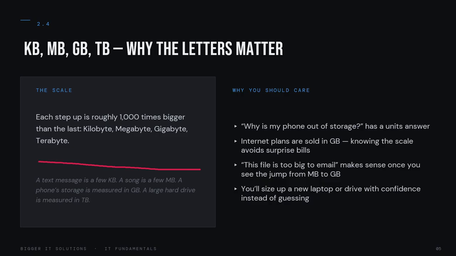So just to put it in some context for you, a text message that you may get, or a small email, that might be a few kilobytes, right? Not very large. A song, an MP3 or WAV on your phone or wherever, that might be a couple few megabytes, depending on how long it is and the quality of the song, of course. Now, your phone storage is probably measured in gigabytes still. Depends on when you're watching this video, really, I suppose. If it's too far into the future, it might be terabytes by this point.